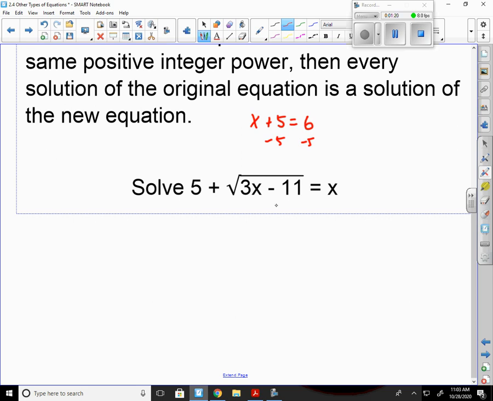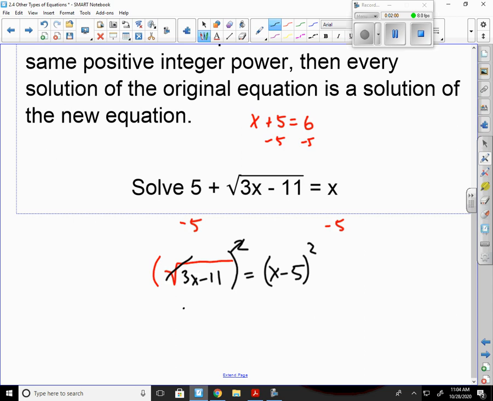Whenever it comes to solving these, the best course of action is to first get the radical by itself, which means I have to subtract 5 from both sides first. That leaves me with square root of 3x minus 11 equals x minus 5. Now, in order to solve this, I raise both sides to the second power, because that will cancel this radical out.